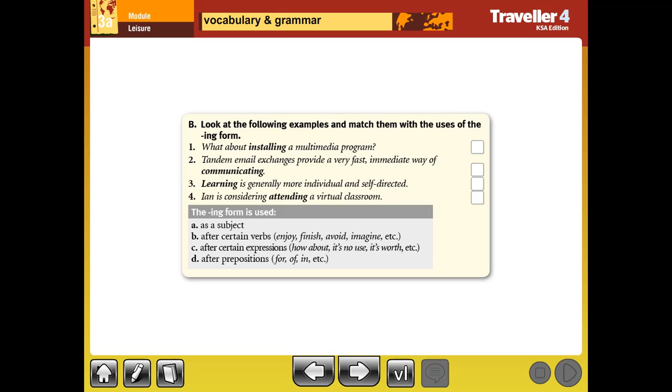Can't stand. I can't stand seeing him. Can't stand means I can't bear it. It takes ing. These are expressions that take verb plus ing. D: after prepositions. After prepositions like for, of, in, at, on. Any preposition, if a verb comes after it, I add ing. An example with for: thank you for helping me. Of: I'm afraid of seeing him. I'm afraid of meeting him. In: I am interested in reading.